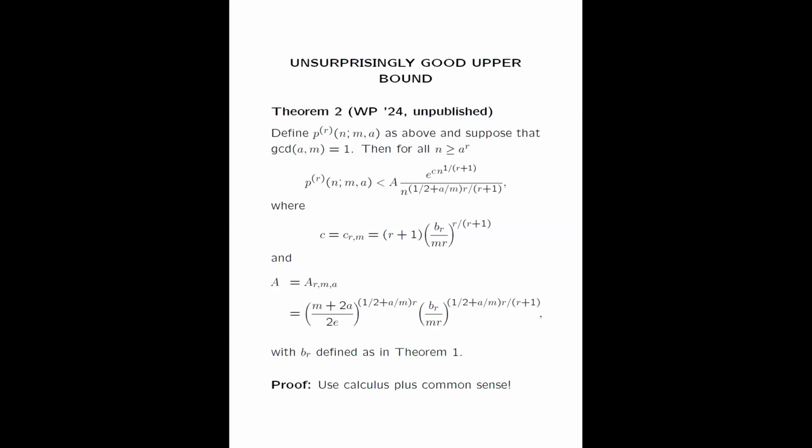And then I give capital A. It depends on R, M, and A. Both C and A depend on B sub R, which is the same product I gave before of the gamma function times the Riemann zeta function evaluated at 1 plus 1 over R. What's the proof? It's calculus plus what I deem common sense. You have to be a little bit careful because this function is not always positive, but it is always non-negative. It's also not non-decreasing. However, it is non-decreasing on a certain subsequence. And that allowed me to do basically the same proof.